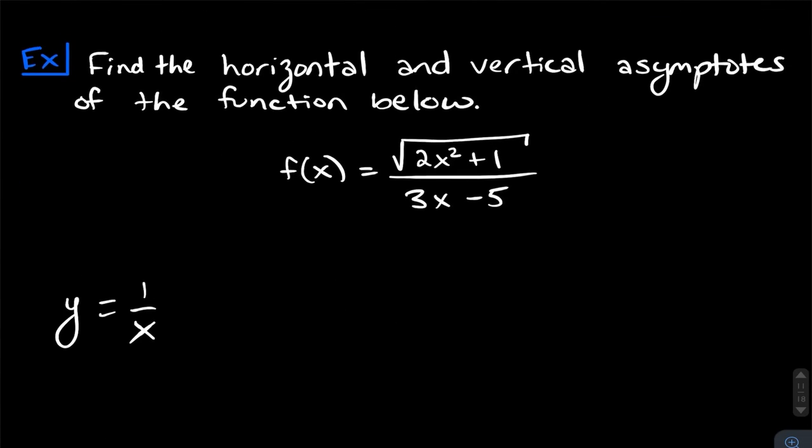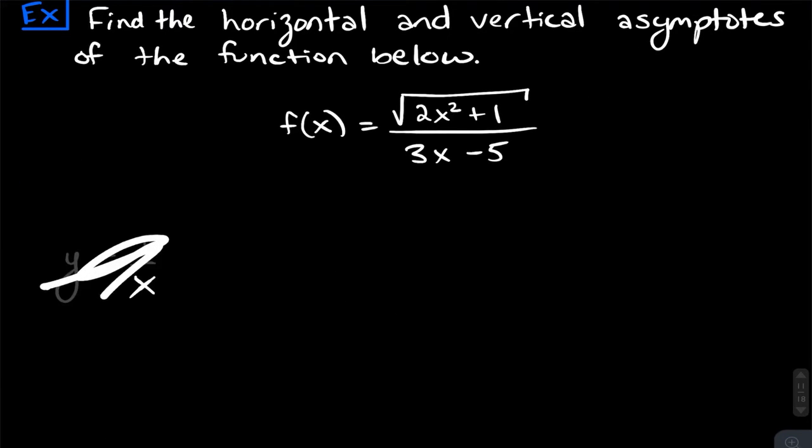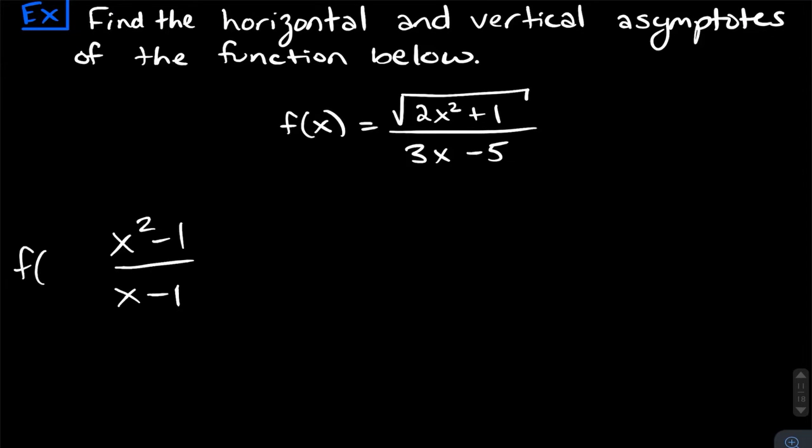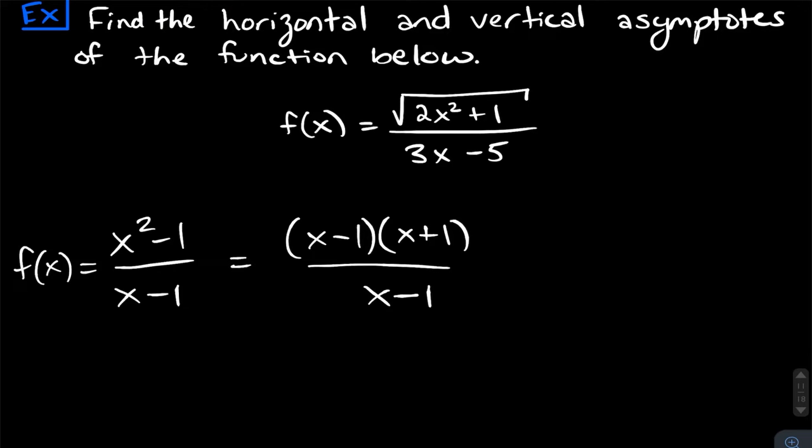Now, that doesn't guarantee that you'll get a vertical asymptote. We'll need to check that with limits, right? Because, for example, if you have something like x squared minus 1 over x minus 1, like this function, at x equals 1, this won't have a vertical asymptote. You could split this up into x minus 1 and x plus 1 over x minus 1, and the x minus 1s cancel.